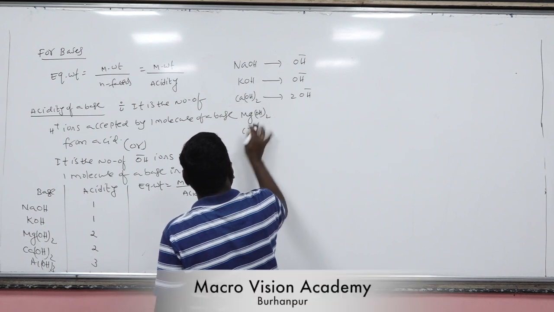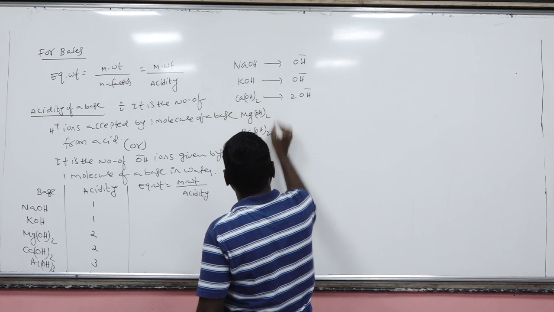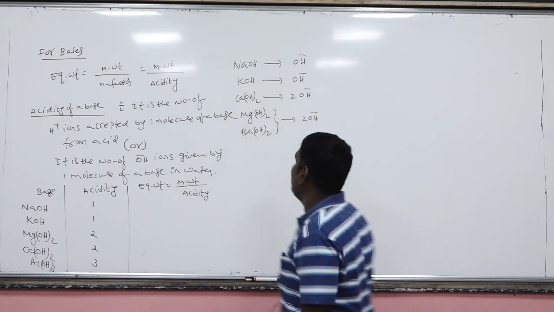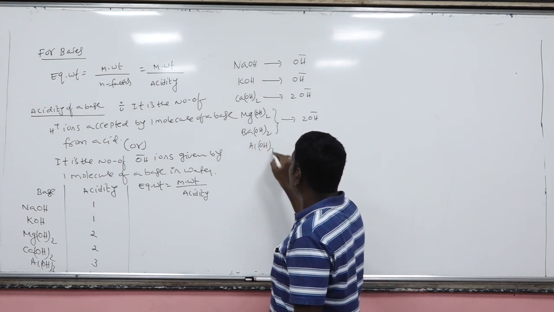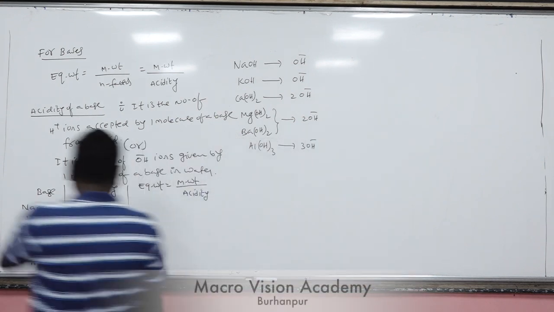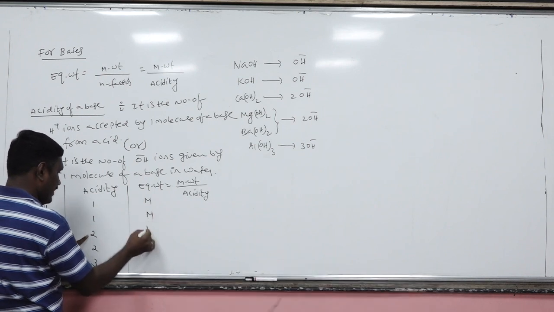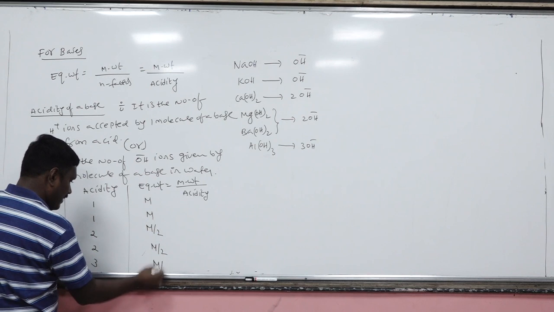Let's suppose magnesium hydroxide is there. Let's suppose barium hydroxide is there. In each case, there will be 2 OH minus ions per molecule. Let's suppose aluminum hydroxide. In this case, 3 OH minus ions. So this is the acidity. So equivalent weight is equal to molecular weight by 1, molecular weight by 1, molecular weight by 2, molecular weight by 2, molecular weight by 3.